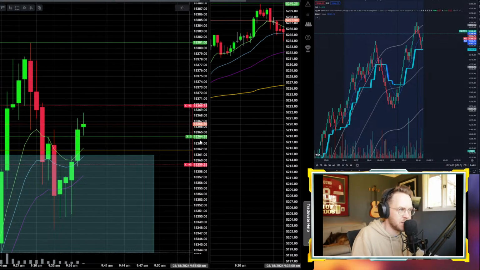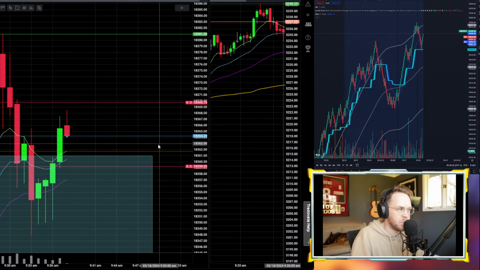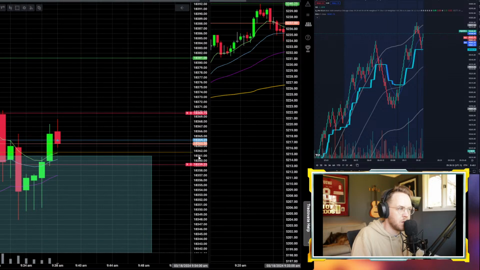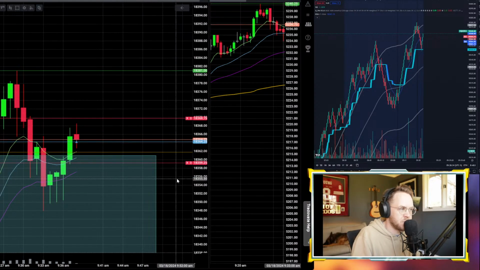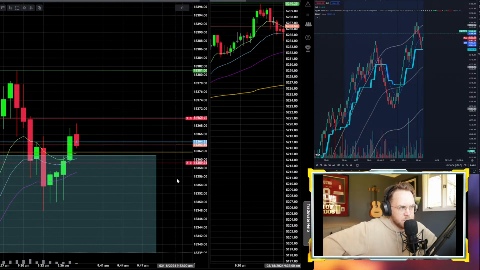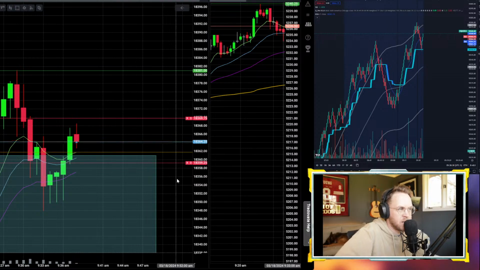I'm not going to chase this. It is pretty choppy right here. And I'm just going to leave my stops, guys. My stop loss is situated down below the opening range high of the day. So I might take a loss here, but I do feel pretty good about this trade.